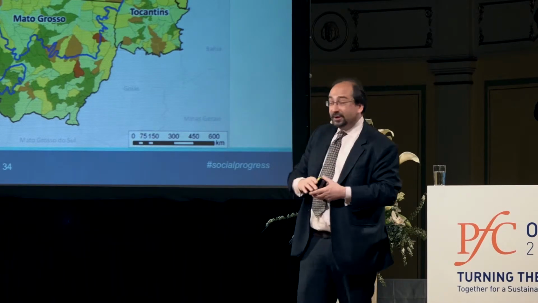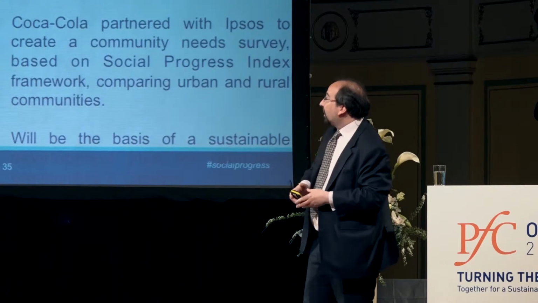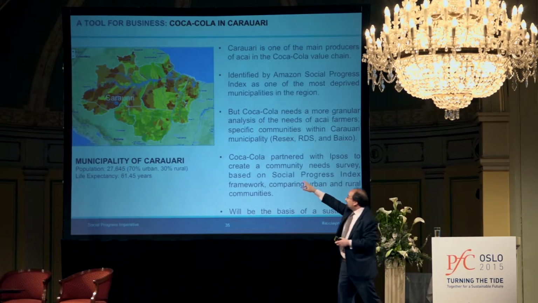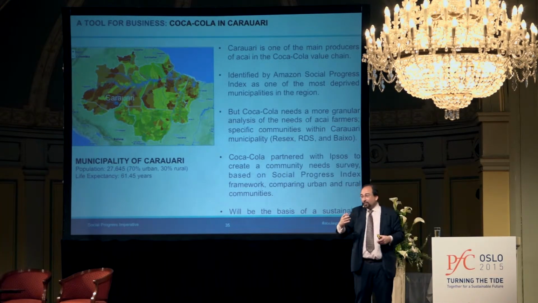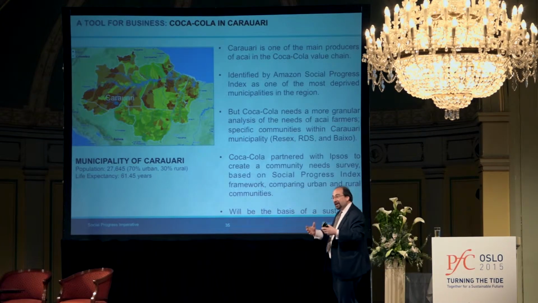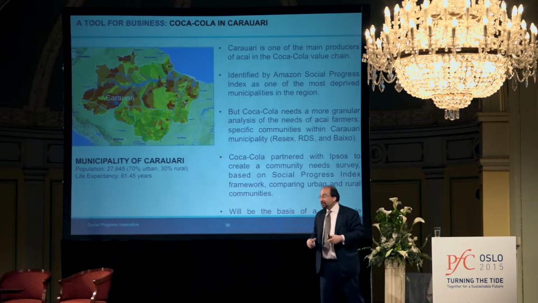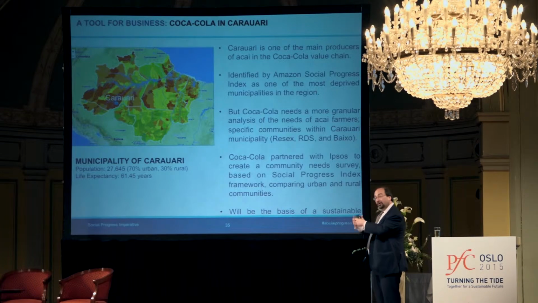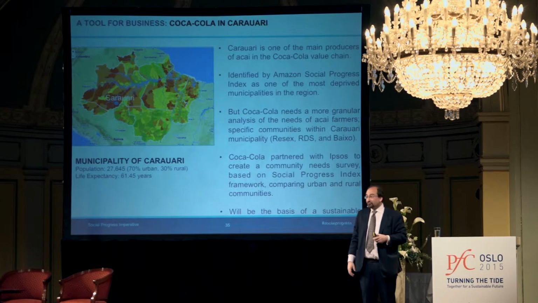And then after we published this Amazon index, we were approached by Coca-Cola, because Coca-Cola are working in the Amazon in this place called Caruarí. So I learn strange things in this job. The superfruit, acai, I thought it was called acai, but apparently it's called acai. The acai berry is gathered by rainforest agriculturalists and is an incredibly important part of Coca-Cola's supply chain. So Coca-Cola has a strong interest in the sustainable development of the regions where these agriculturists live.